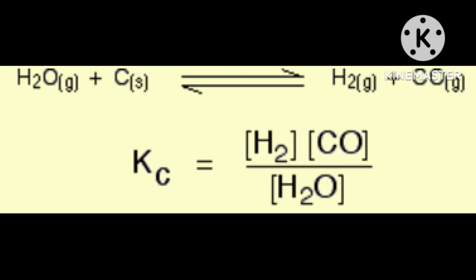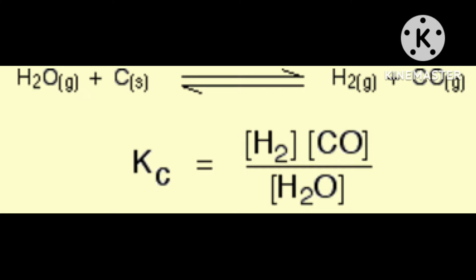Calcium oxide, CaO solid, plus carbon dioxide gas. In equilibrium form you can write the equation: calcium carbonate, equilibrium sign, and after that the two products, calcium oxide solid plus carbon dioxide gas. This is the reaction you can write in this way.